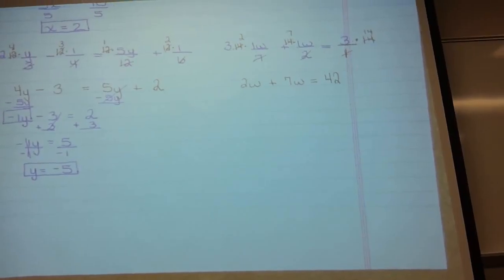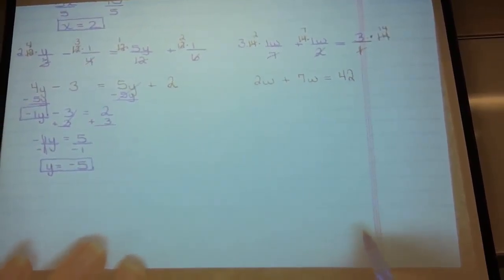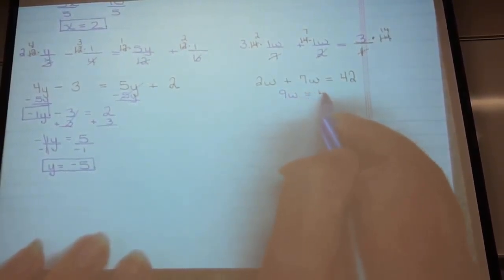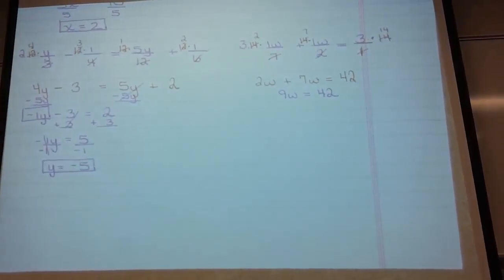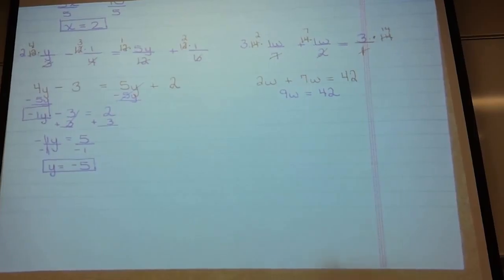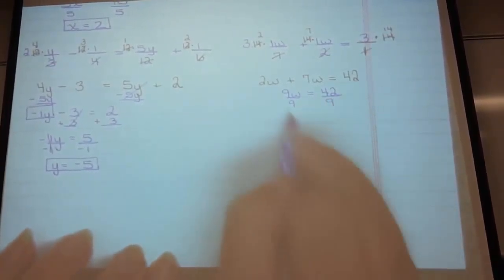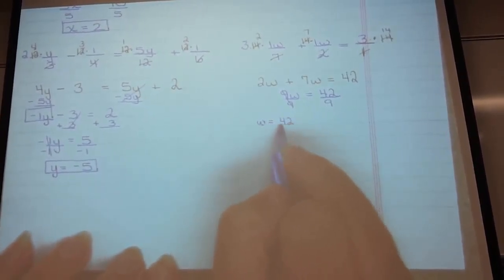What would be your next step? Combine. What would you get when you combine them? 9W equals 42. And what would be your last step? Divide. So we're getting W equals 42 over 9.